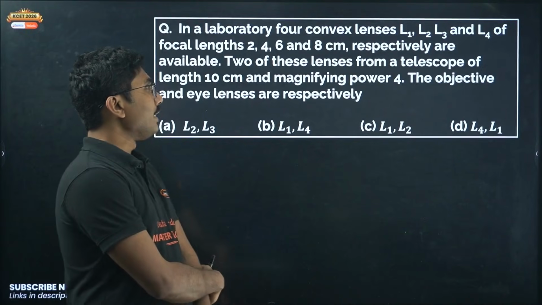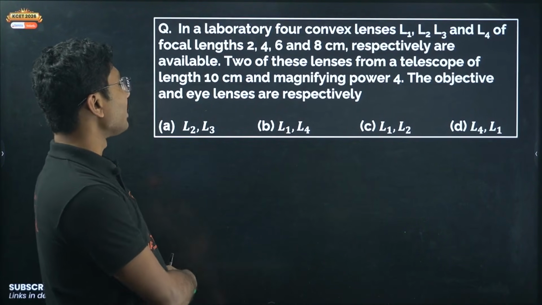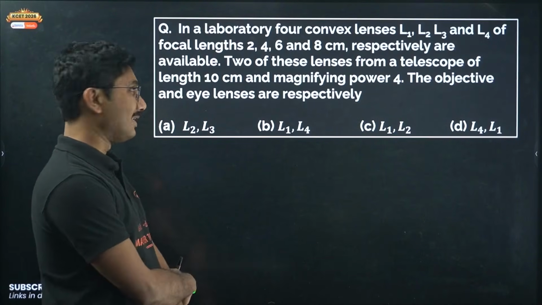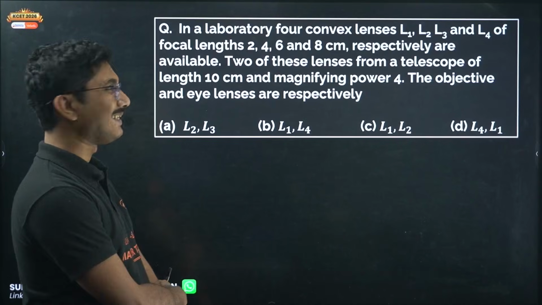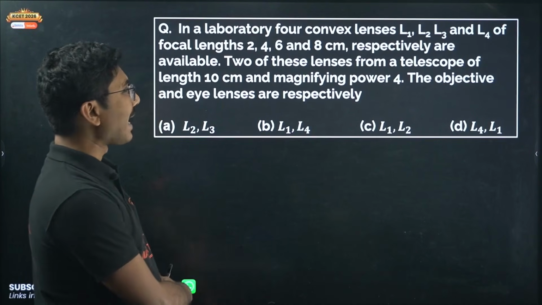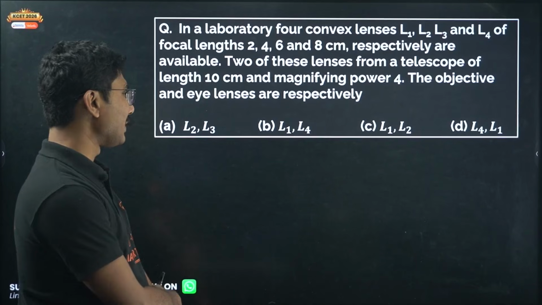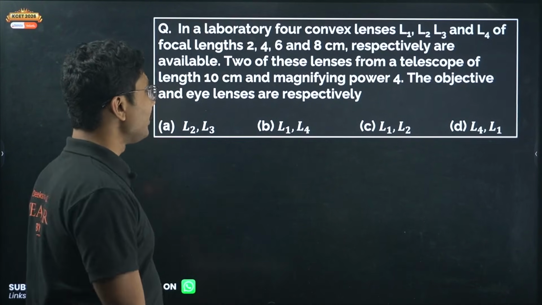In a laboratory, 4 convex lenses L1, L2, L3 and L4 of focal lengths 2, 4, 6 and 8 cm respectively are available. 2 of these lenses form a telescope of length 10 cm and magnifying power 4. The objective and eye lenses are respectively L1. So what is the combination of this we will be using?